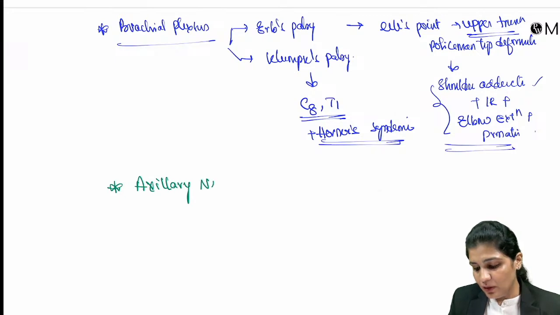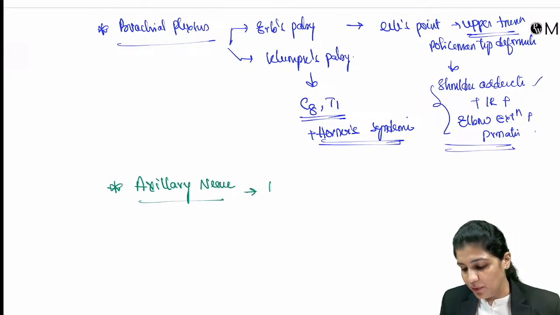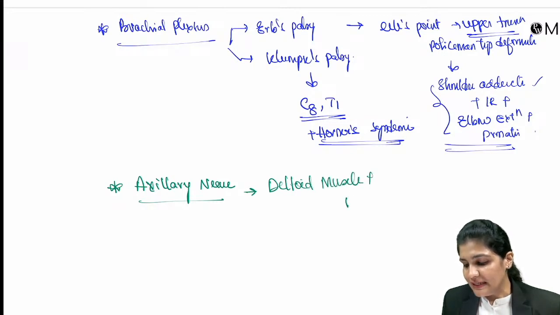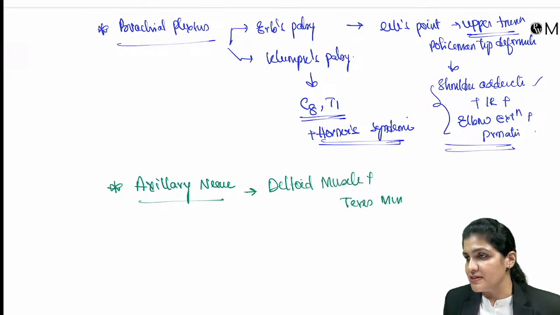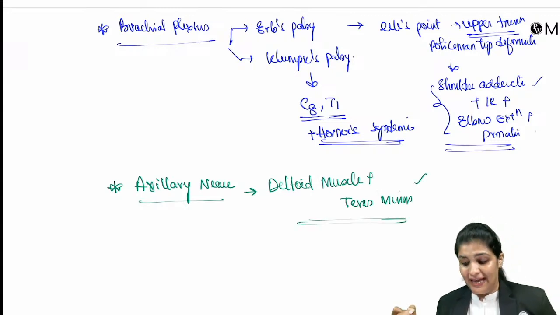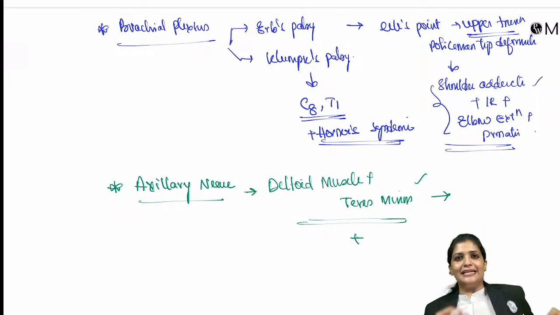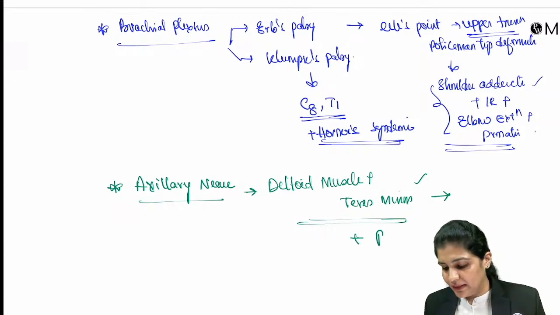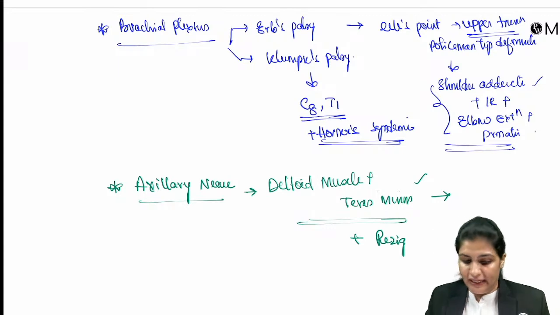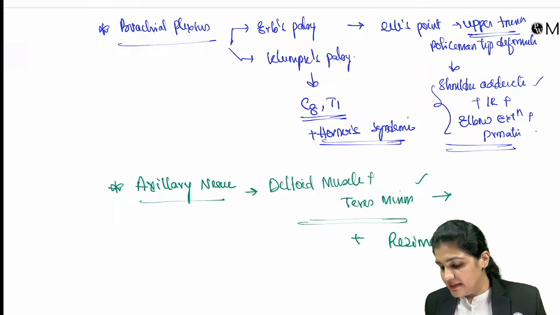So the axillary nerve, the important one which it supplies, is the deltoid muscle with the teres minor. So the deltoid muscle with the teres minor is supplied by the axillary nerve, and there will be a sensory loss. Sensory loss is over the regimental badge area. So that is the area which is seen over your insertion of the deltoid.